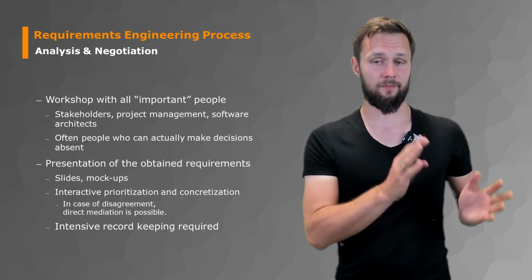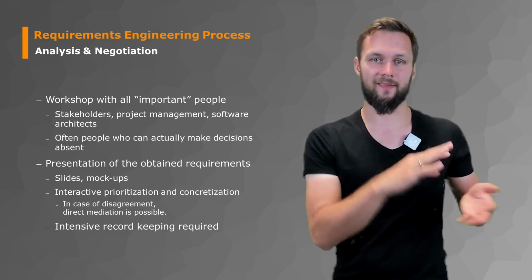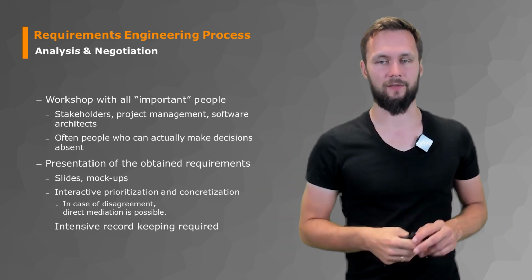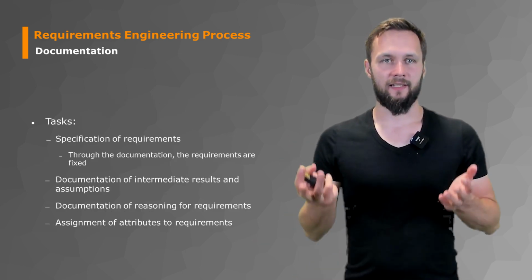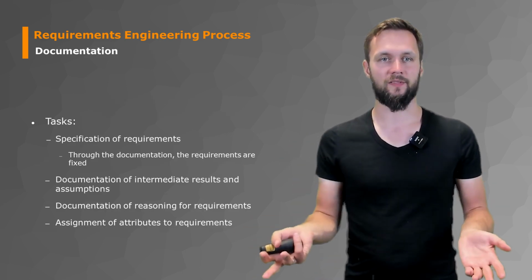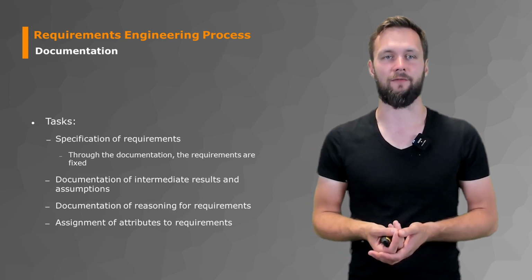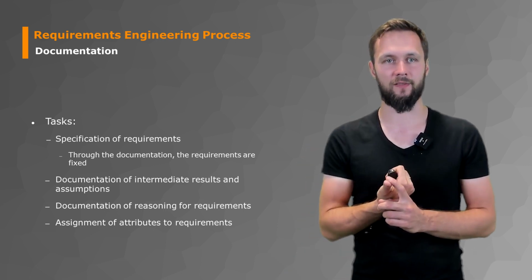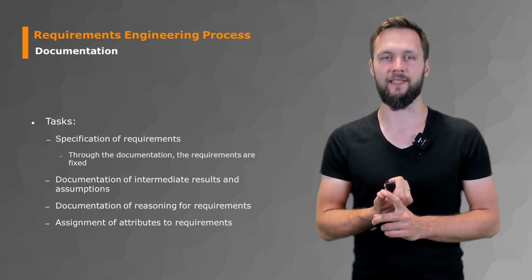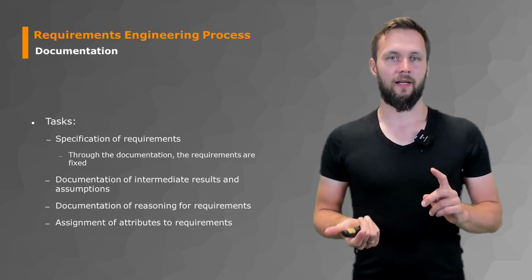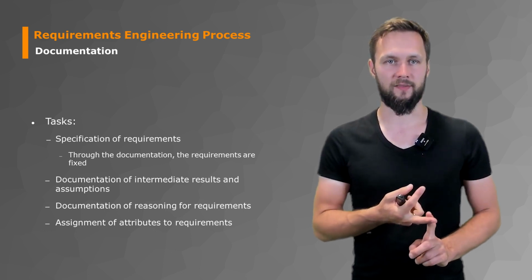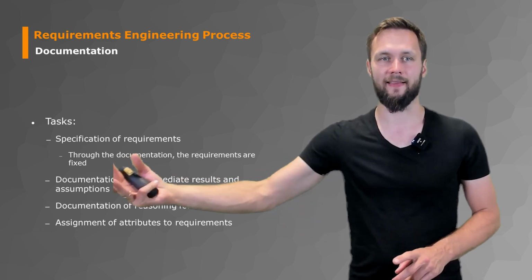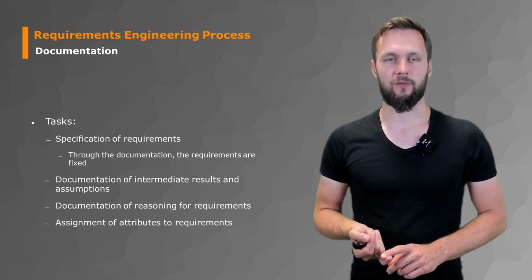Once you've done this, or you already did this slightly in parallel with writing the first draft, we're moving to the documentation phase. It does exactly what it promises in the name. You have to write down everything. So you specify the requirements through various documentation techniques that we will discuss. You document intermediate results and assumptions. You document reasonings for requirements, like how did we get there, and assignments of attributes to requirements.